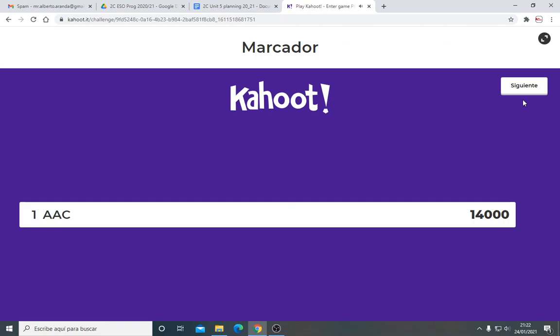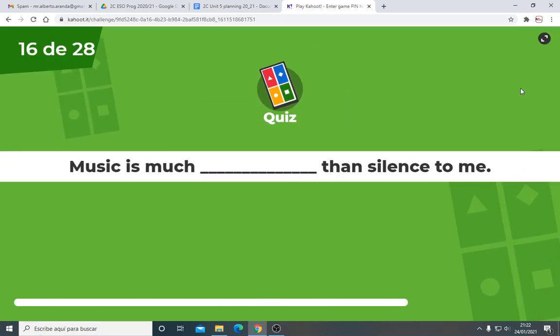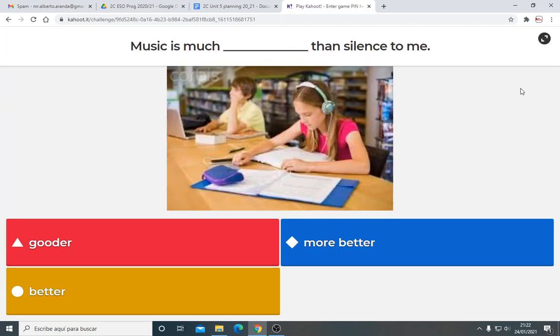Here we go. Music is much more better, doesn't make sense. So from good we've got good, better, best, not gooder, okay? That's irregular, so that's a comparative because we've got the than, más que algo, some better, mejor que, better than.